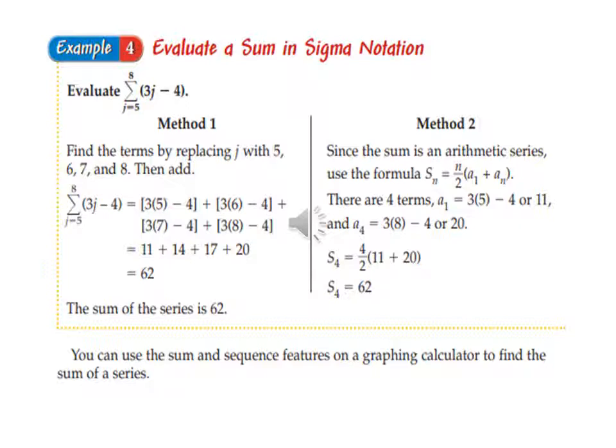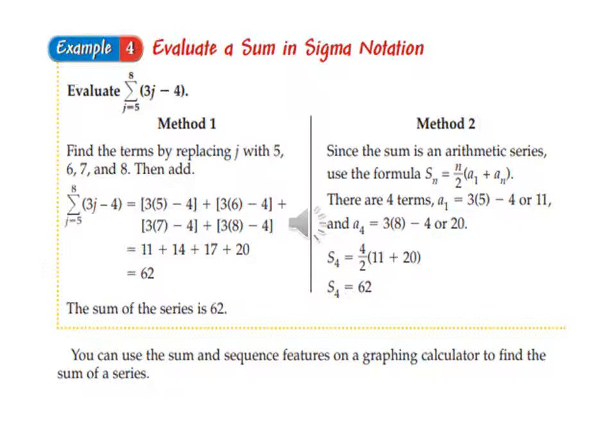This is an example to evaluate a summation in sigma notation, a summation of an arithmetic series. Evaluate the summation of 3g minus 4, with g from 5 to 8. Method 1: find the terms by replacing g with 5, 6, 7, and 8, then add them. Method 2: since the sum is an arithmetic series, use the formula S sub n equals n over 2 multiplied by a1 plus an. The sum of the series is 62.